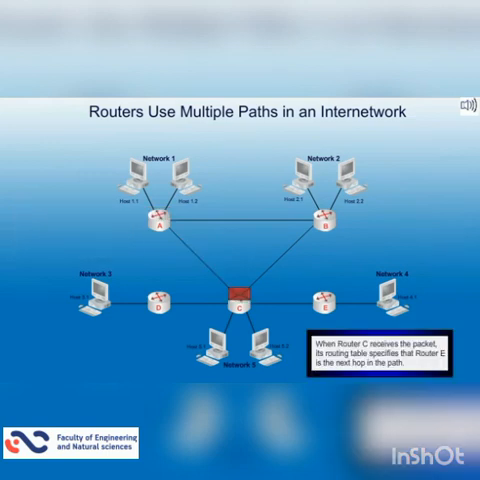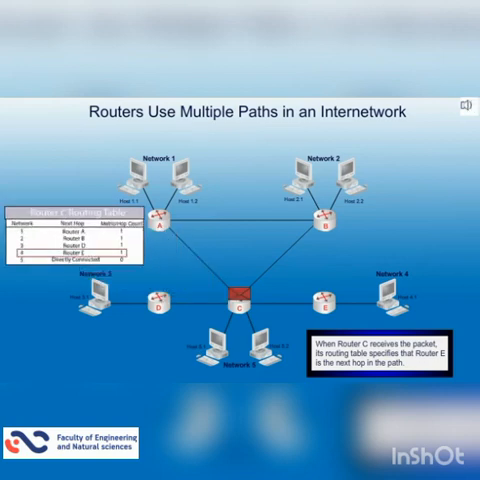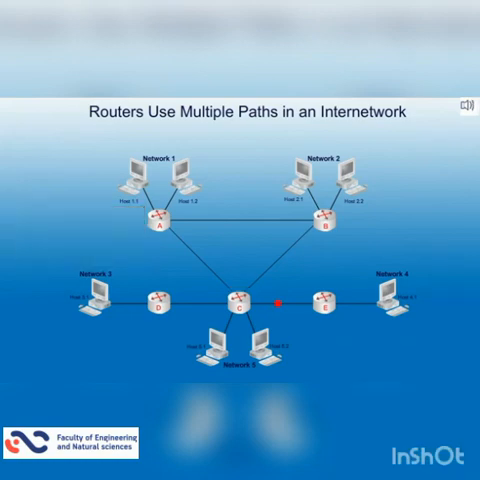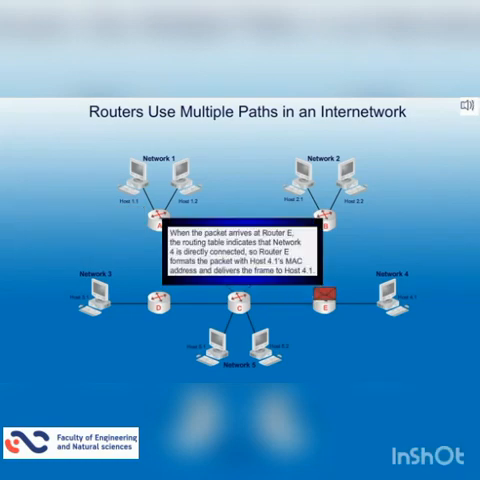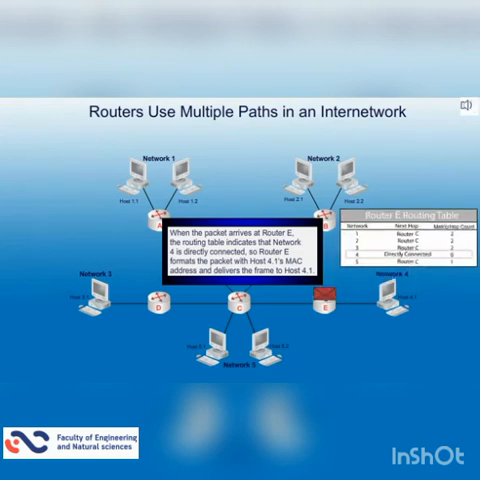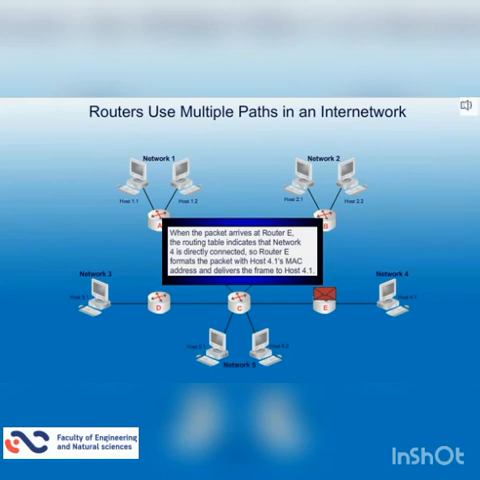When router C receives the packet, its routing table specifies that router E is the next hop in the path. When the packet arrives at router E, the routing table indicates that network 4 is directly connected, so router E formats the packet with host 4.1's MAC address and delivers the frame to host 4.1.